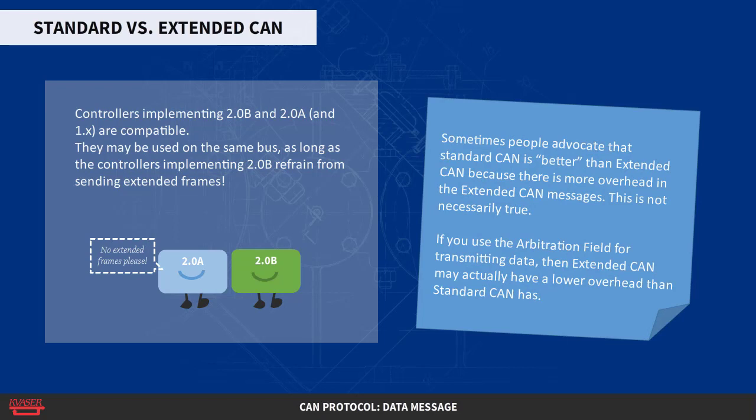Sometimes people advocate that standard CAN is better than extended CAN because there's more overhead in the extended CAN messages. This is not necessarily true. If you use the arbitration field for transmitting data, then extended CAN may actually have a lower overhead than standard CAN has.